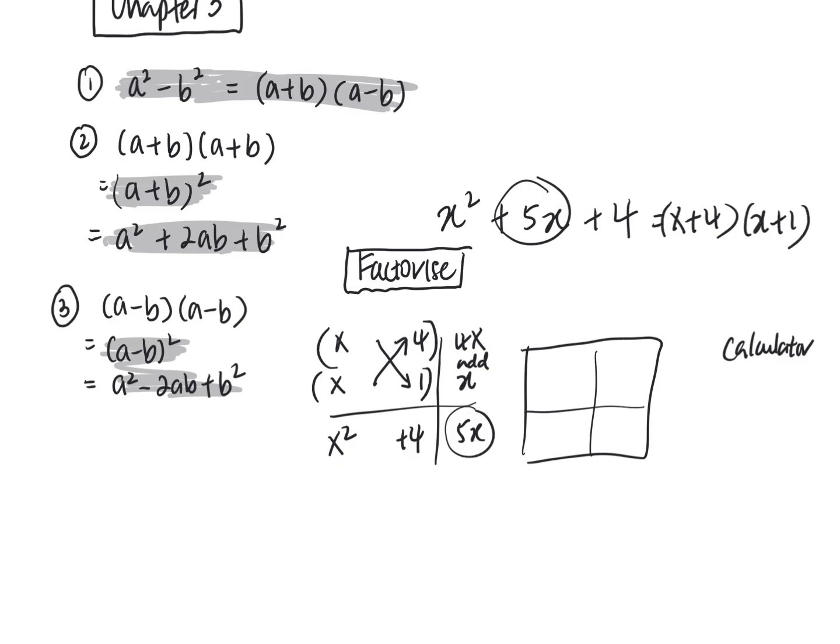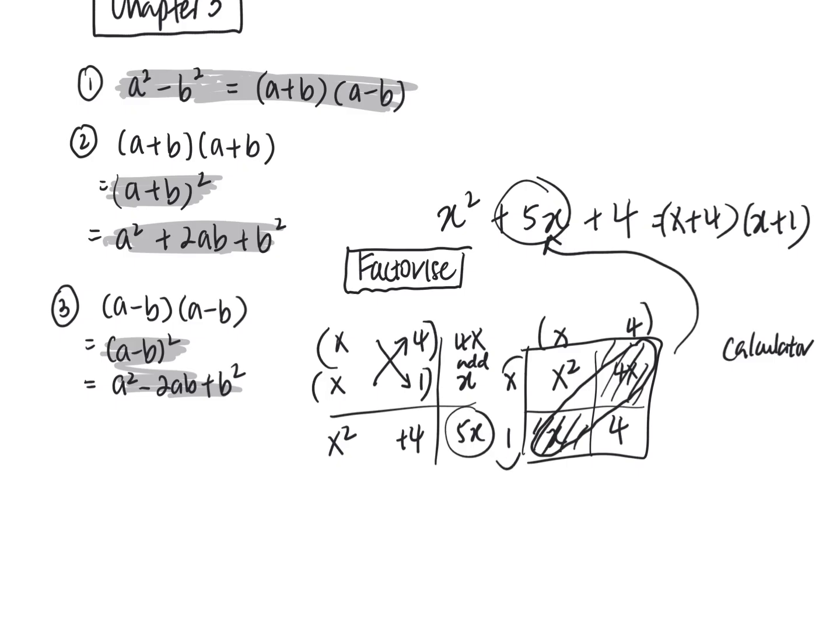Okay, alternatively, put the x square here, put the 4 here. The dimension of this piece is x by x. The dimension of this piece is 4 by 1. So this one will be 4x. And then this one will be x. You always need to check that this thing is 5x. So if it's correct, then your two factors are these.